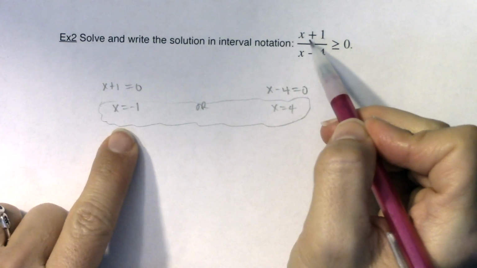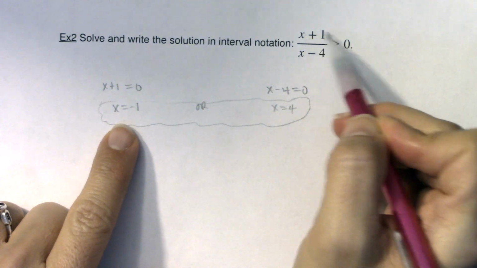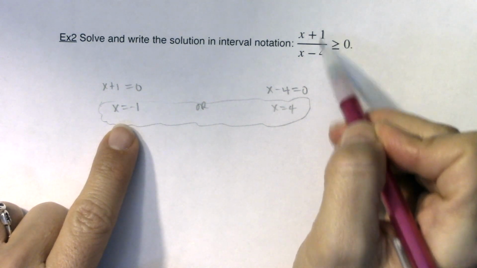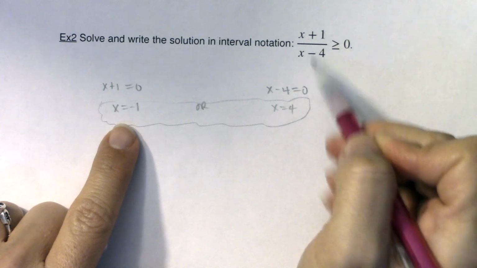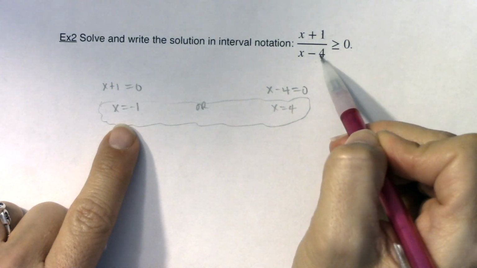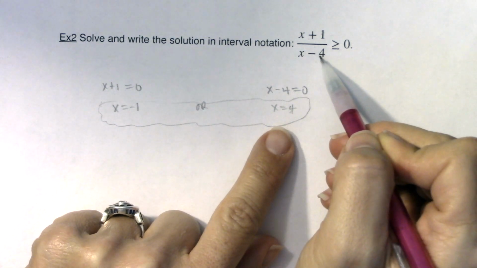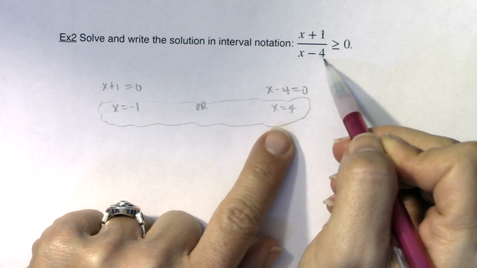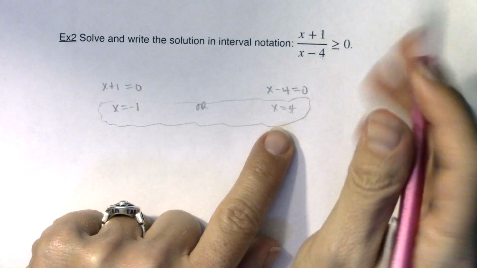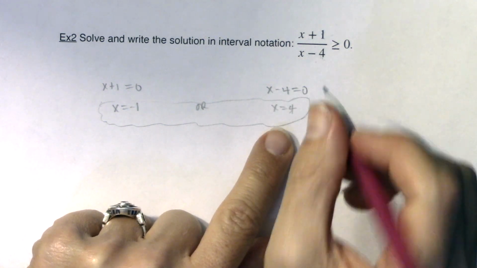If I plug -1 in, I zero out my numerator, and 0 over any number would be 0. So that is a 0 of that rational expression here. And if I put 4 into my rational expression, I zero out my denominator. That's actually going to be a domain issue, so that rational expression doesn't exist when x is 4.